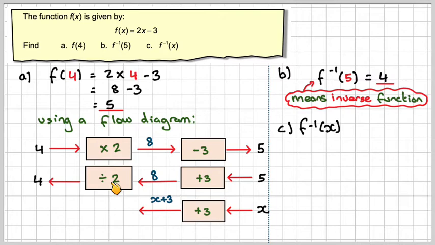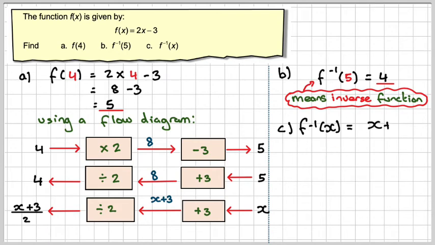And the next thing we did was the opposite of multiplying by 2, which was divide by 2. But dividing by 2 in algebra, we write it as a fraction. So we will get x plus 3 over 2. So the inverse function would be x plus 3 divided by 2. Now, it's a little bit cumbersome to write all this out, so perhaps we need a better method.